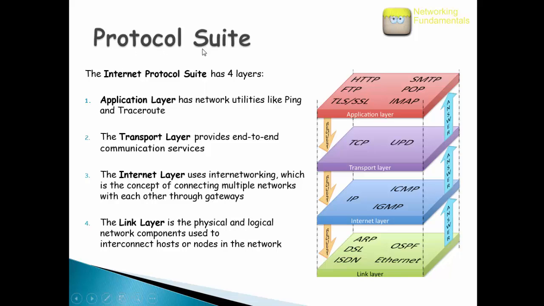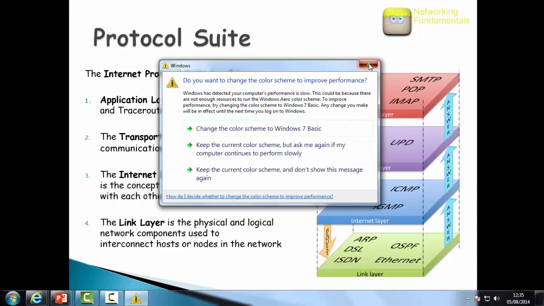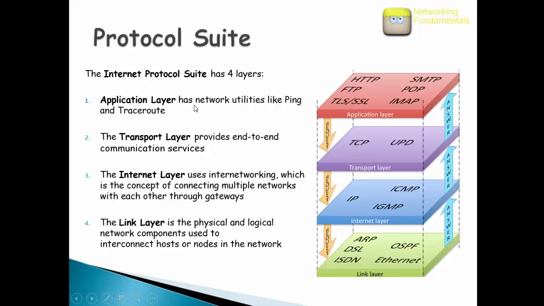So let's see, you've got your protocol suite. The Internet Protocol Suite has 4 layers. Okay, so the first one here in the orangey red is your application layer. The application layer has network utilities like ping and traceroute. Okay, so those are requests that you can actually do here on the application layer.